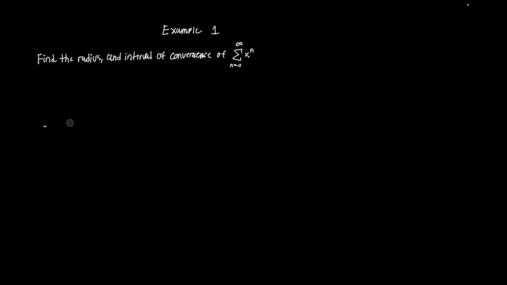Sorry, I erased it before I told you I was going to erase it. But this is a geometric series with a, the first term, being equal to 1, and the common ratio r being x. So now let's use the geometric series rule. We know a geometric series converges when the absolute value of r is less than 1. So since our r is equal to x, we need the absolute value of x to be less than 1.